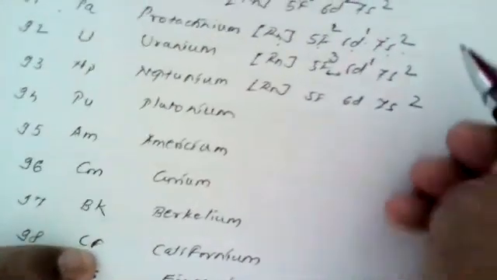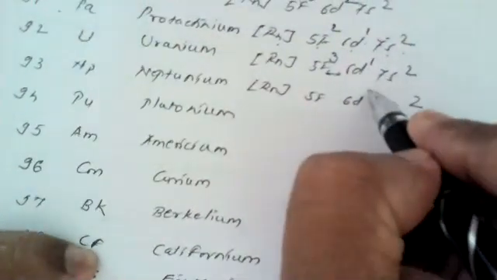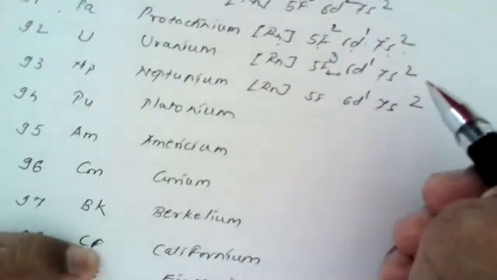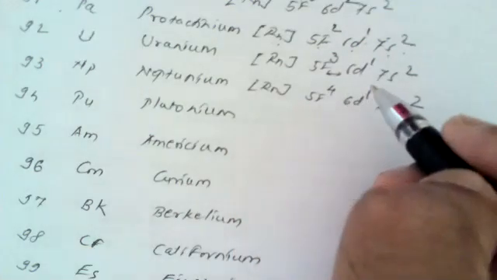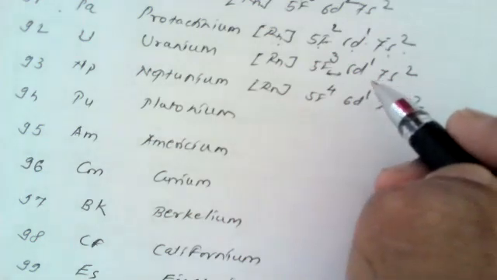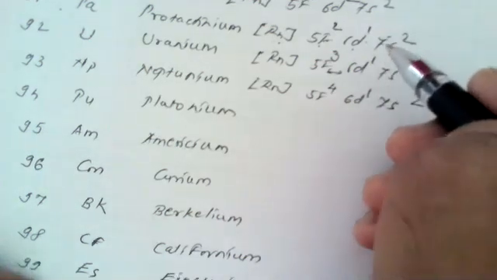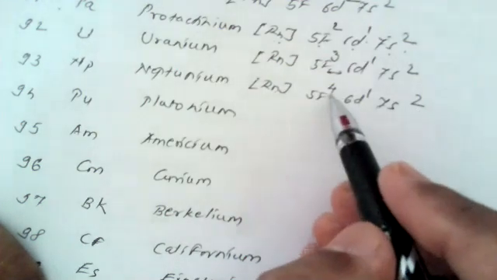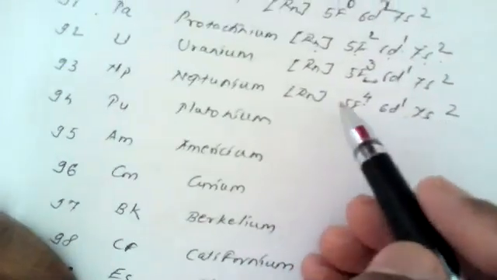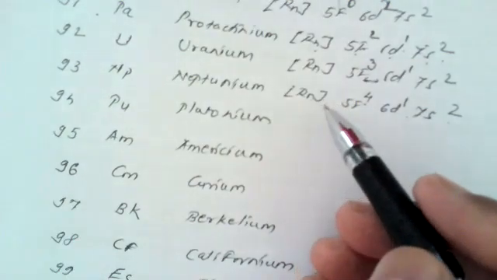7s2, again 6d1, and the remaining electrons are to be added in 5f4. So 86 plus 4 is 90, plus 3 is 93, which is the electronic configuration of neptunium.